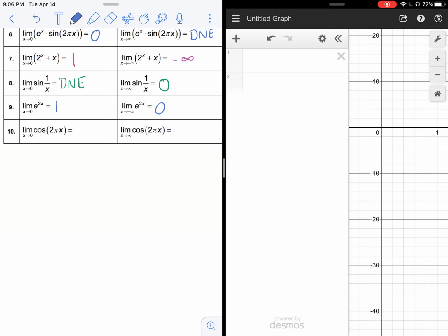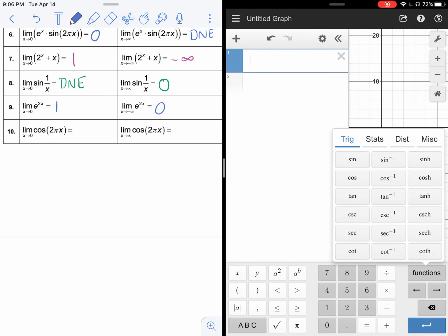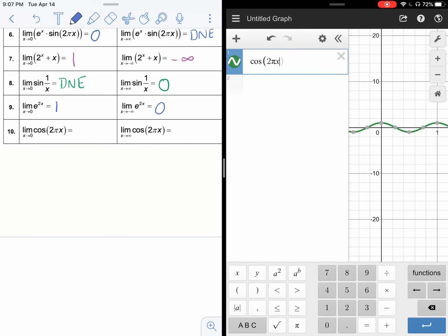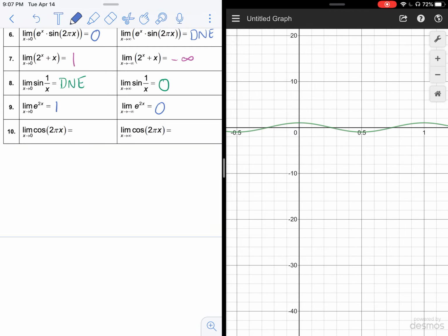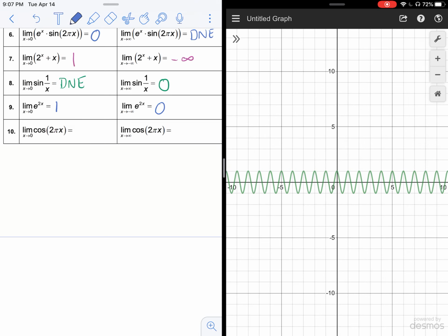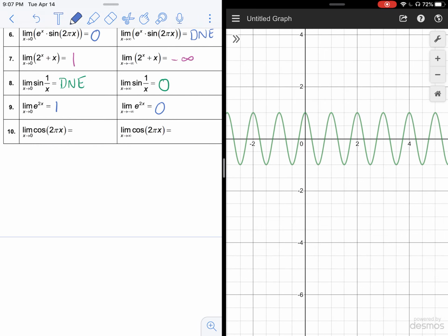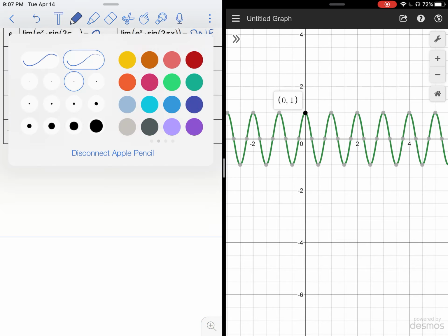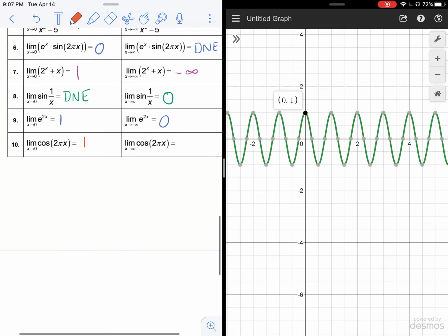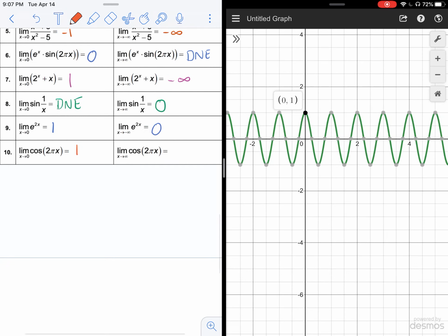We have cosine of 2 pi x. Again, you want to make sure you're in radian mode for all of these. And we've got ourselves a beautiful sine curve. And if we hit that home button, we get this beautiful wave. And as we look at 0, it is smoothly passing through that point, no tricks here, and it is up at 1. And so our limit as x goes to 0 of the cosine of 2 pi x is 1.